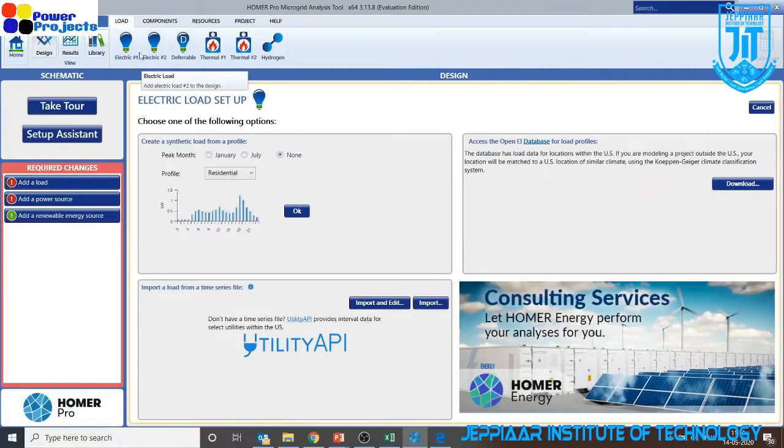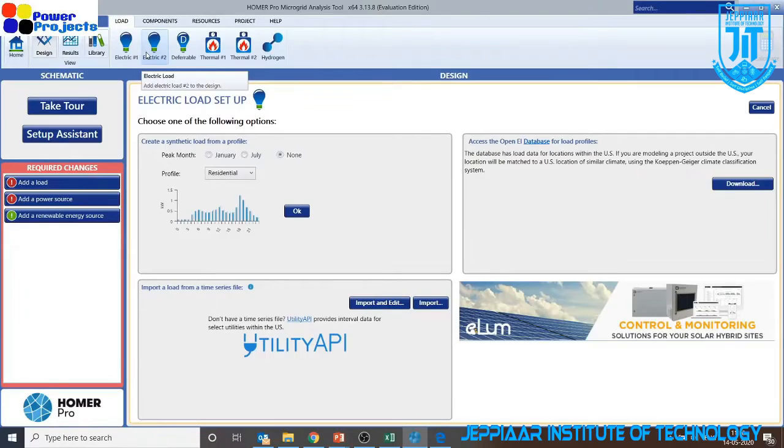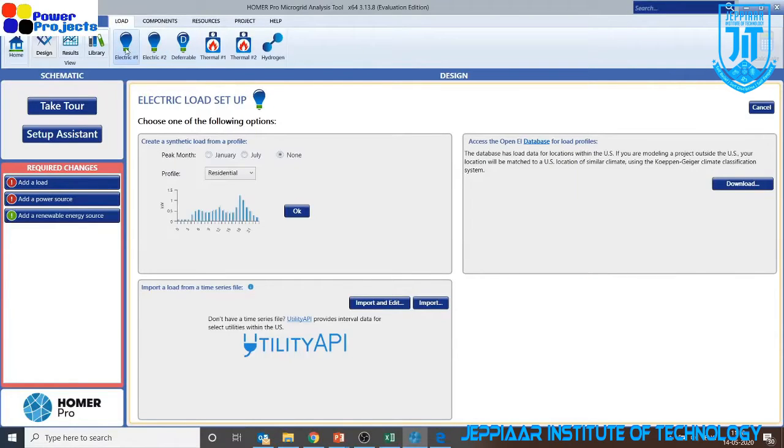You may ask why two loads, why not a single load? One load will operate both with the grid and when the grid is not available, and the second load can operate only when the grid is not available. So that's the real reason why they have given two loads. Apart from that, only one load is sufficient.